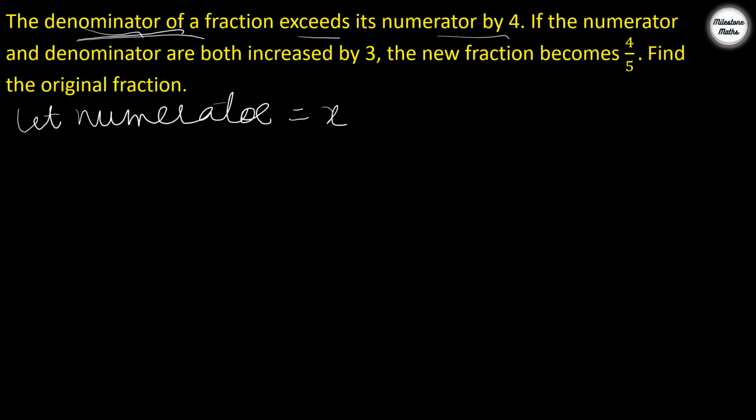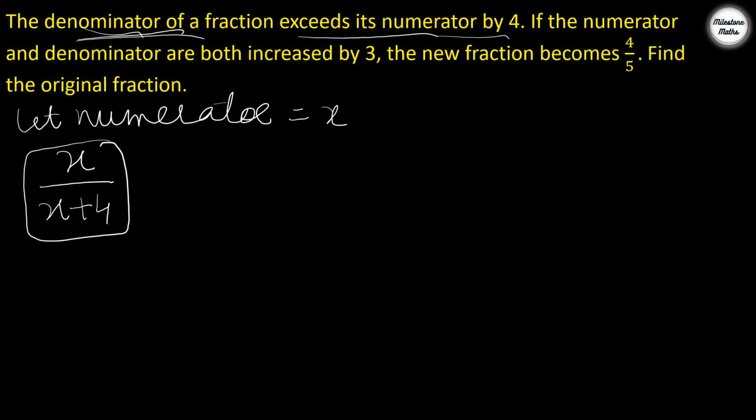The denominator of a fraction exceeds its numerator by 4. If x is the numerator, the denominator exceeds it by 4, so the denominator will be x plus 4. This is the fraction we have made, right?